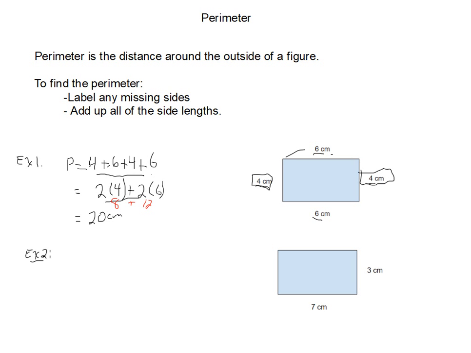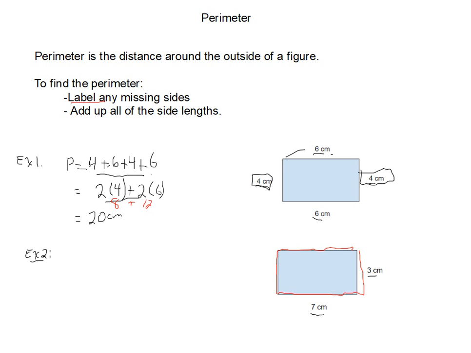So in this rectangle, you'll notice that we have a length of 7 and a width of 3. We want to find the perimeter. Now just a reminder, the perimeter is the distance all the way around this figure. So all the way around, so not just those 2 sides, but we need to include these 2 sides as well. So in order to do that, our first thing to do is to label any missing side lengths. So let's go ahead and do that.